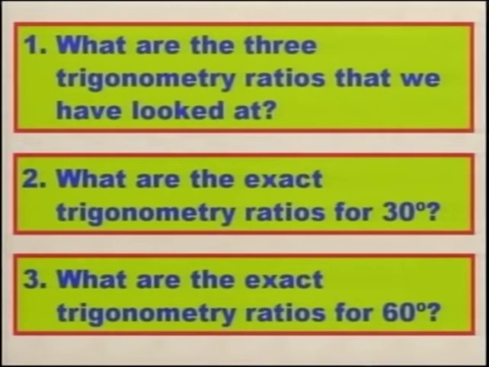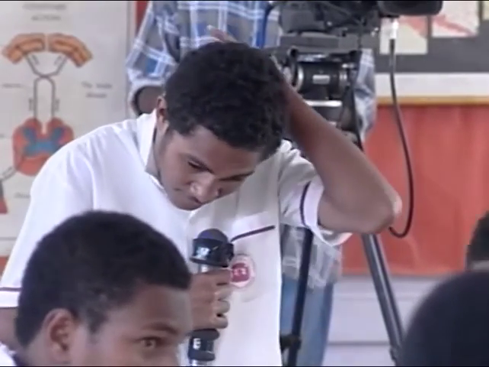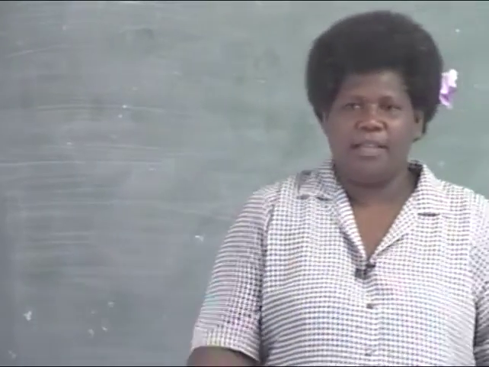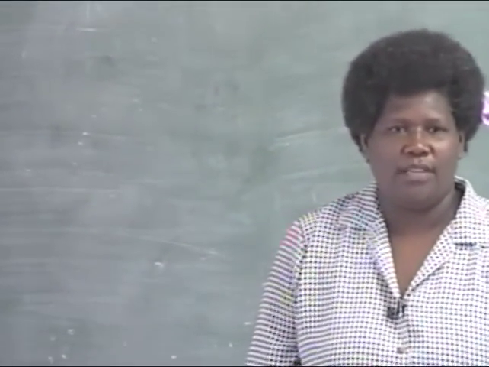Sine of 60, cos of 60, and tan of 60, sorry. Daniel, pass the mic to Daniel. Sine is root 3 over 2, cos is half, and tan is root 3. Well done. They are very similar to the trig ratios for 30 degrees.